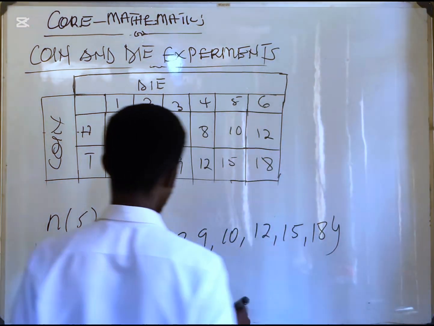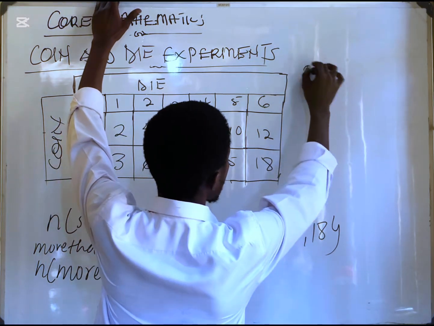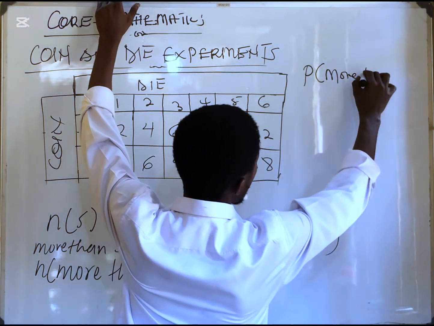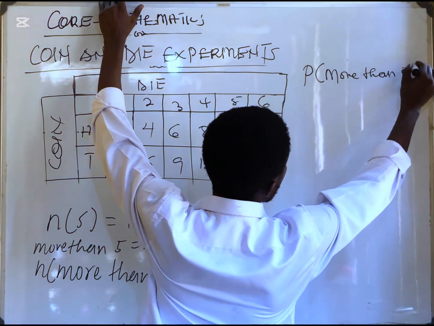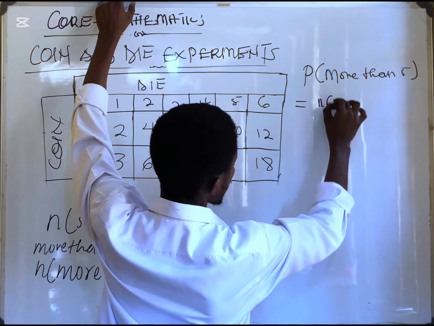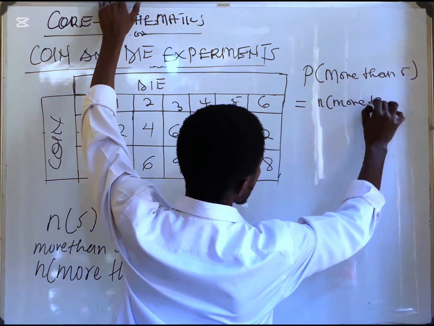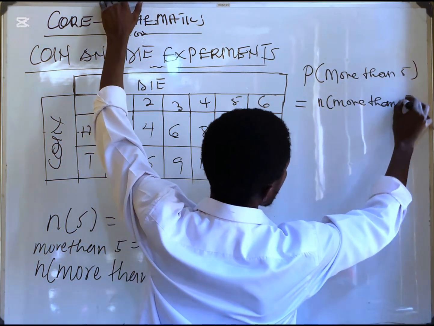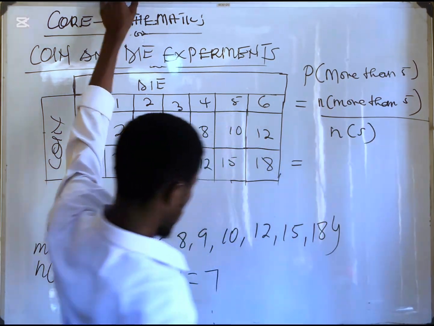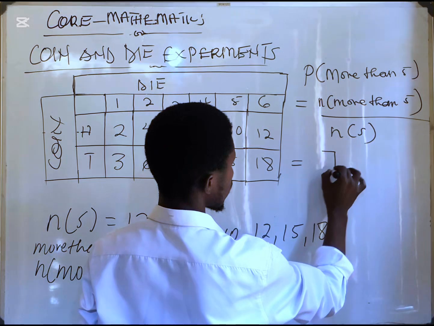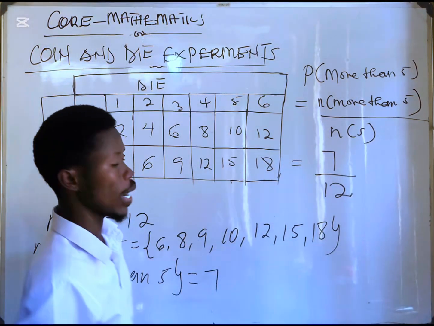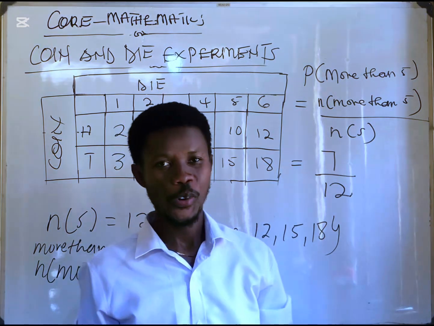Good. So in this case, the probability of getting more than 5 is the number of outcomes in the event, more than 5, over the number in the sample space. So in this case, getting more than 5 is 7 over 12. So that is the answer to this beautiful question.